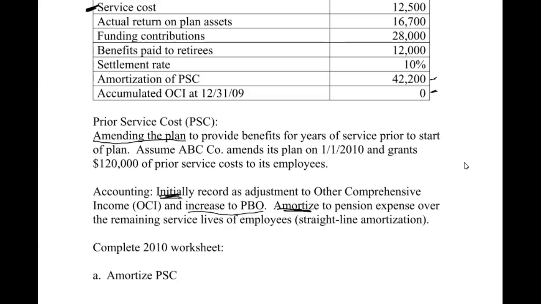All right, so we've got 2 things that we're going to do. So back here, the amortization amount, like I was saying, I'm giving to you. So that's what we're going to amortize to pension expense.